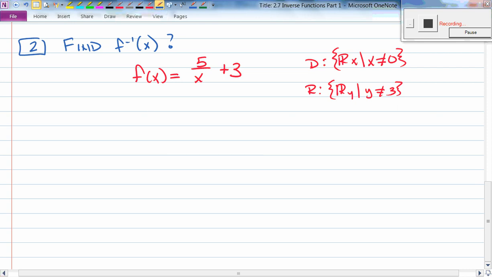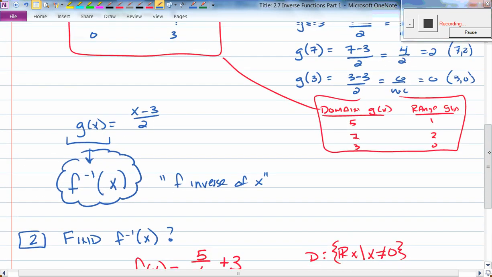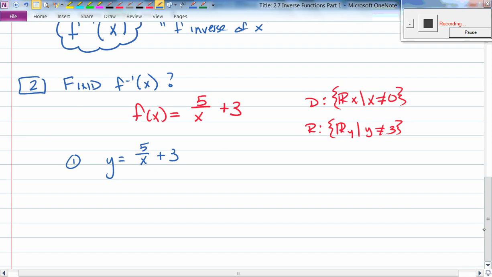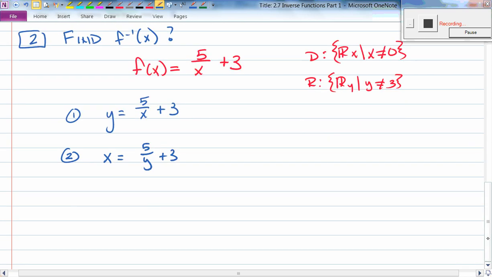So how do we go about finding the inverse? Well, the first thing that we're going to do is let f of x become y. y equals 5 over x plus 3. That's the first thing we're going to do. And then you may recall that back here, the domain, which is the x values, became the range, which were the y values, and vice versa. So what we're going to do then is simply switch x and y, giving x equals 5 over y plus 3.